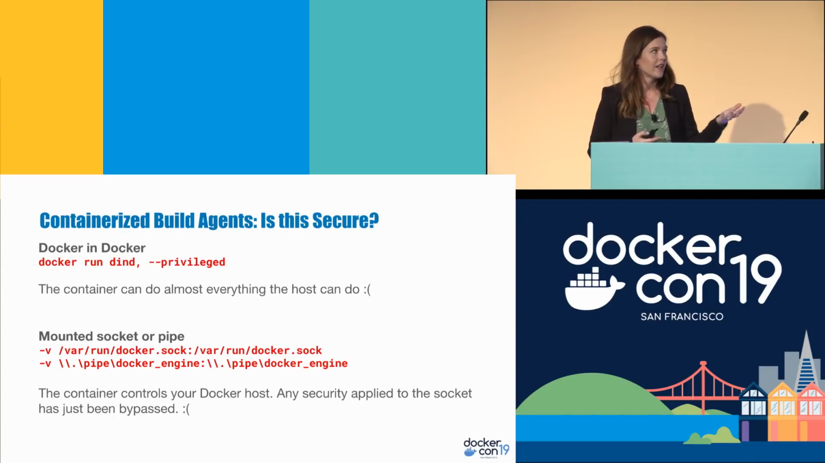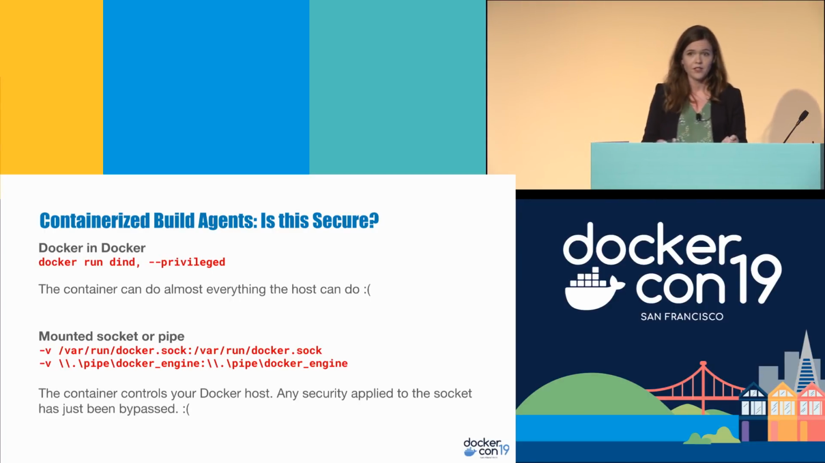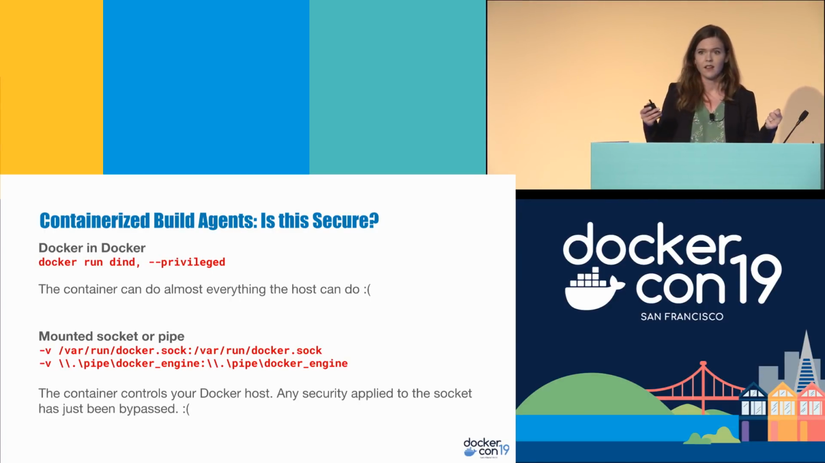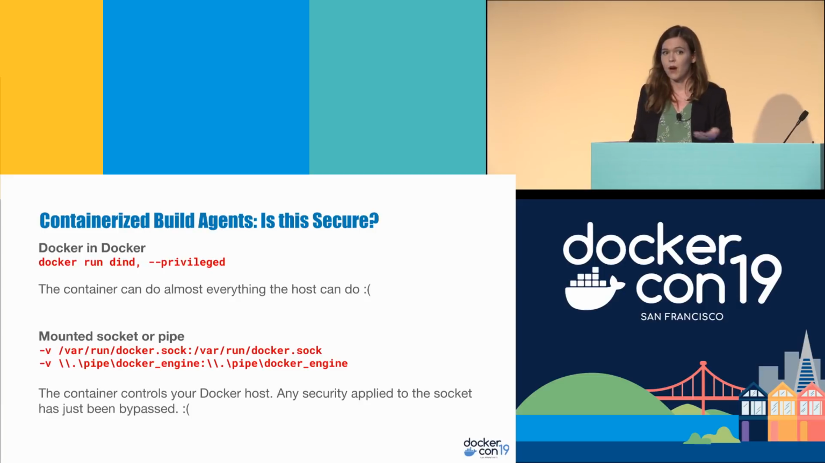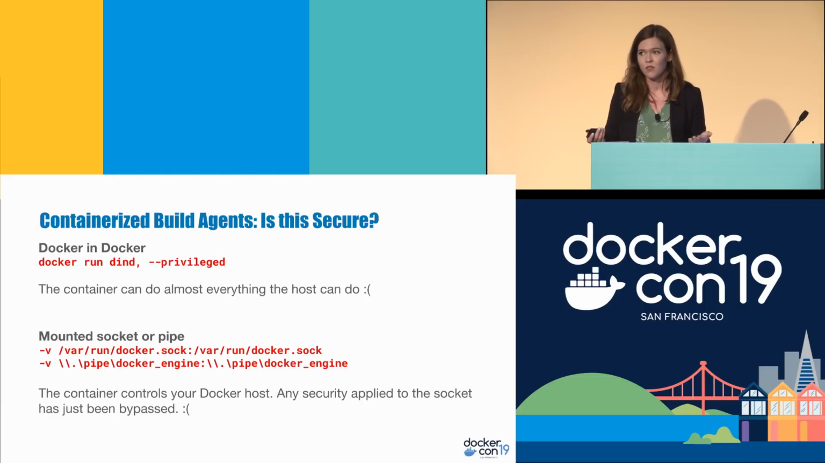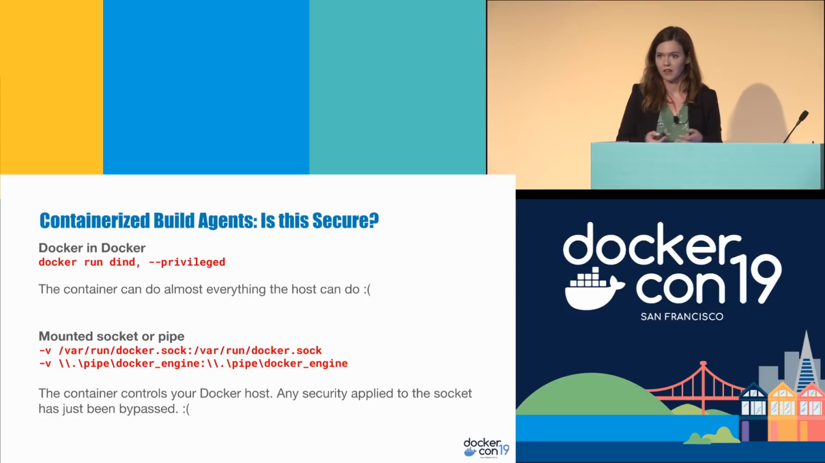When we're running Docker in Docker, we're doing something called privileged mode. We're giving access to the container to do pretty much everything that the host can do. This is problematic because you can't trust everyone. What if there's untrusted code running? What is the damage and what's the blast radius?